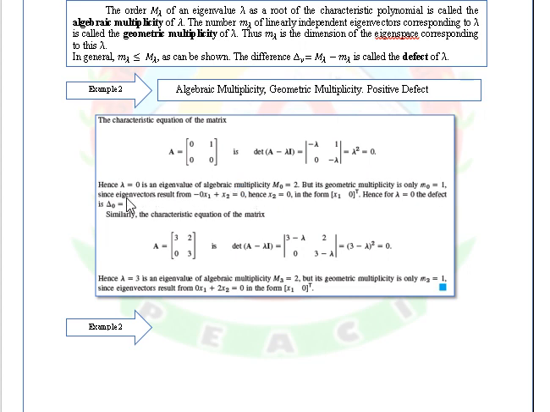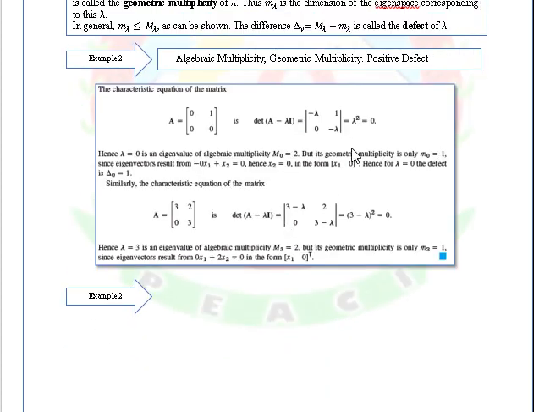Okay? Since the eigenvectors result from x1 plus x2 equals 0, when we substitute the value of lambda equals 0 into this equation, this is what happens. Therefore, x2 would be equal to 0. Okay? x2 would be equal to 0. Then this would be the resulting vector.